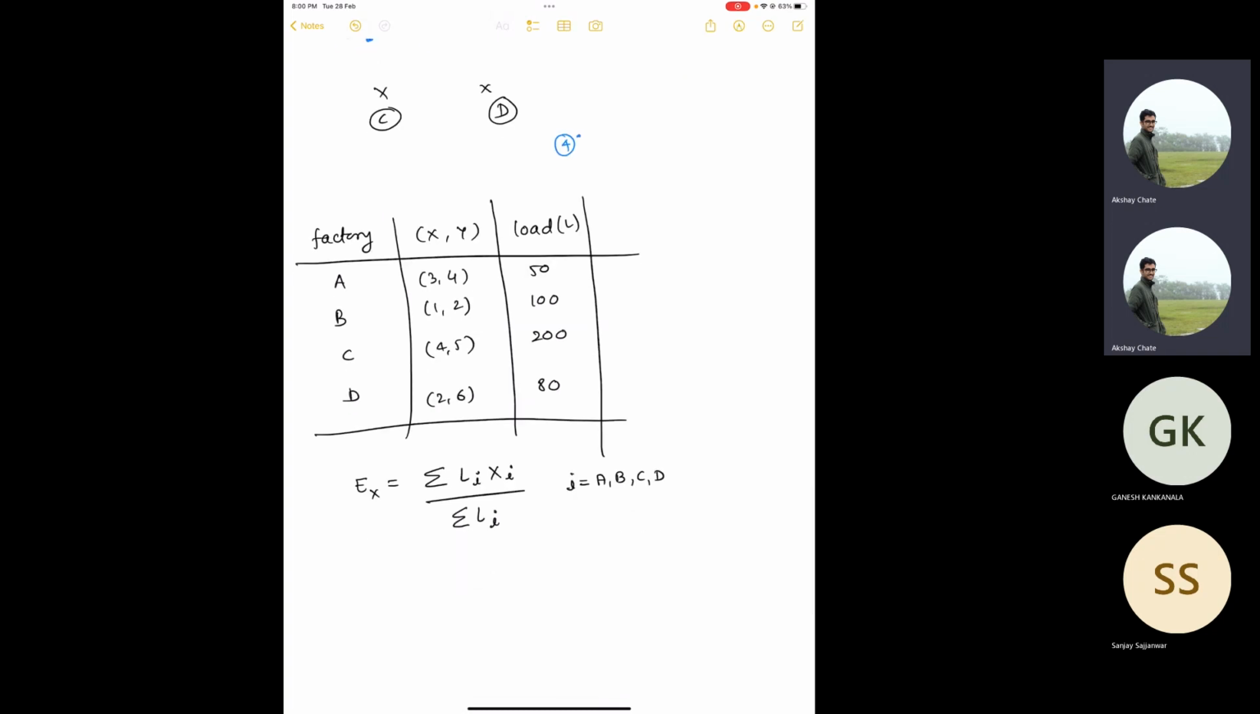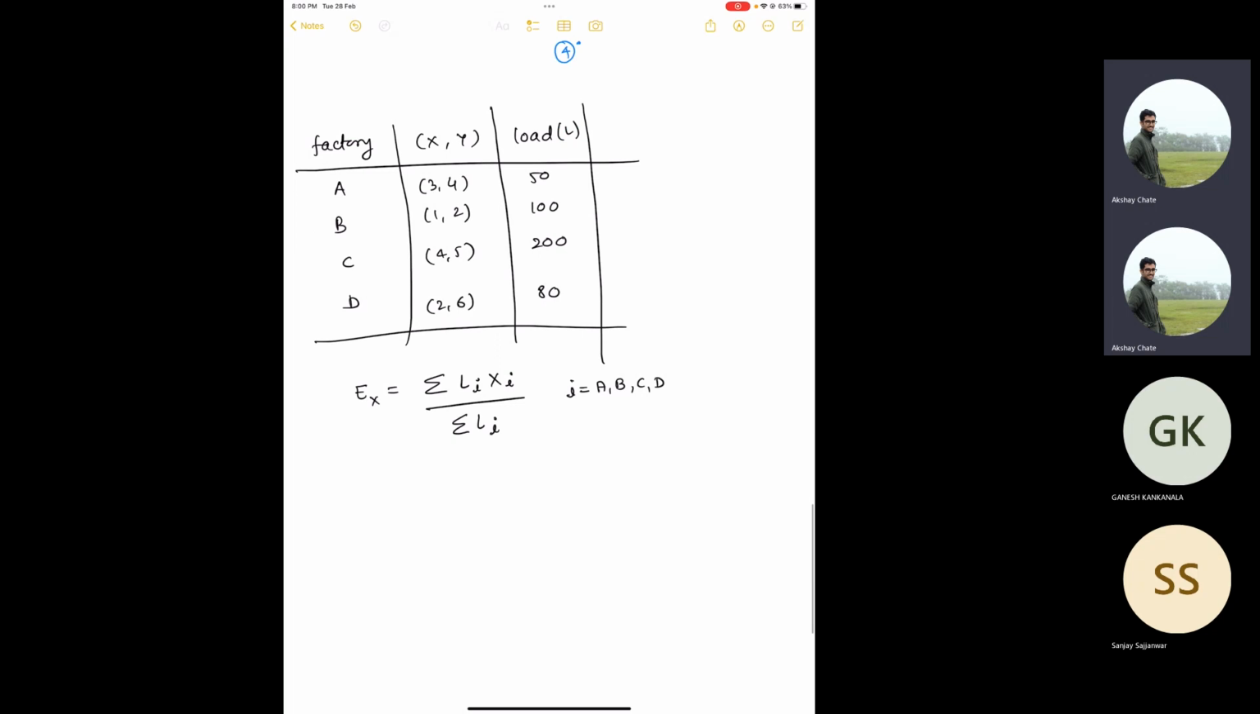So, do you understand, Ganesh, what I have written here? Yes, sir. The load and the distance, right? So this is again a weighted average, right? Yes, sir. Because you are not simply taking the average of load, you are taking a weighted average with respect to distance. So if you do this calculation, just multiply x by the load. For A it will be 3 into 50. For B it will be 1 into 100. C it will be 4 into 200. D it will be 2 into 80. Divided by the total load, I think we did the summation earlier, 430.